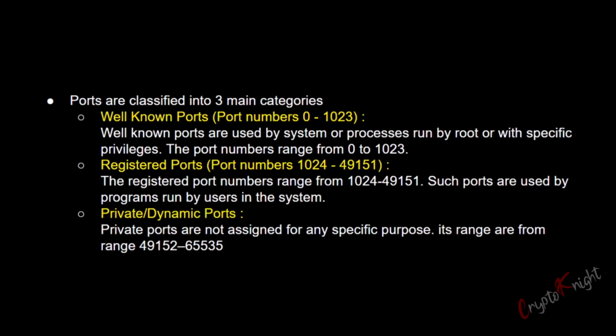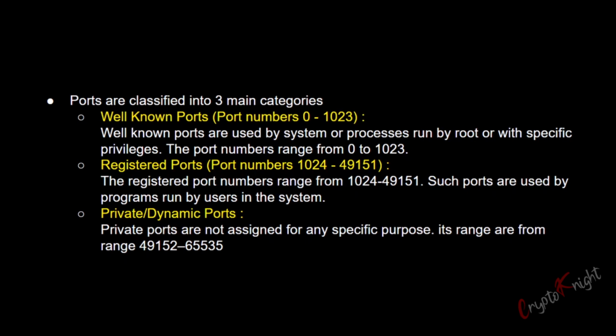At a time, no two services can run on a single port. Ports are classified into three main categories. The first is well-known ports, the second is registered ports, and the third is private or dynamic ports. Like I said, the last port number is 65535, so ports range from 0 to 65535. Ports 0 to 1023 are known as well-known ports. They are used by system processes or processes run by root or with specific privileges.